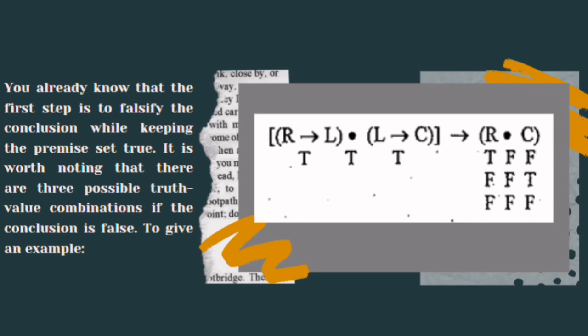You already know that the first step is to falsify the conclusion while keeping the premise set true. It is worth noting that there are three possible truth value combinations if the conclusion is false. To give an example, let us now apply the truth values of R and C to the first row. The next step is to assign the possible truth values for L as shown in the following. Please observe that you cannot maintain the truth of the premise set while retaining the falsity of the conclusion because the truth values in the box cannot be true.